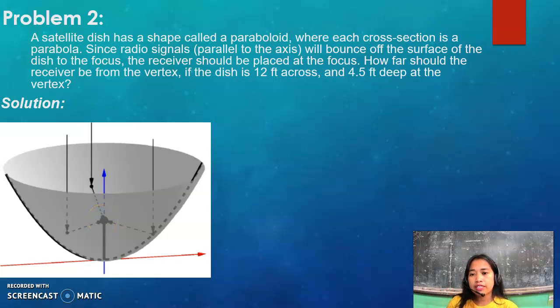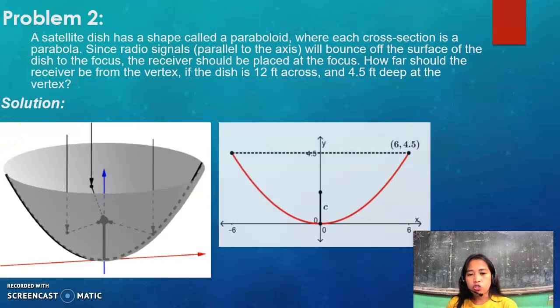So kay mo-bounce man ang signal sa surface sa dish padong dito sa focus, ang receiver, dito dapat siya ibutang sa focus. So how far should the receiver be from the vertex? If the dish is 12 feet across, so kani 12 feet daw ang iyang kalapdon. So naay cross section sa atong parabola, and 4.5 feet ang iyang kalawom. Okay.